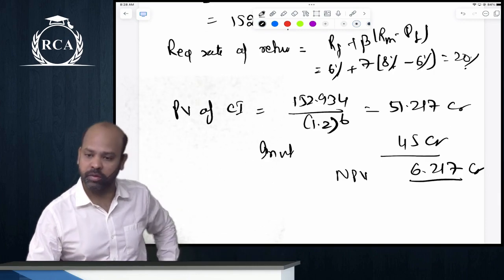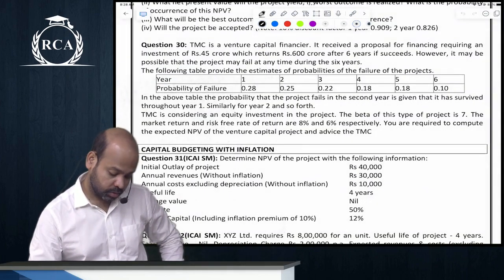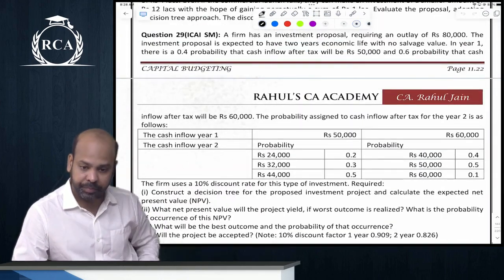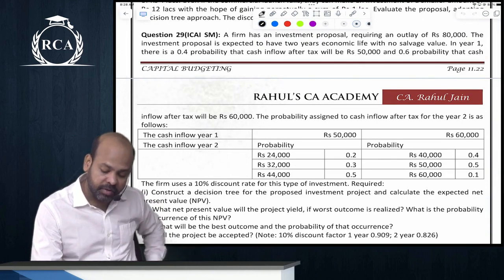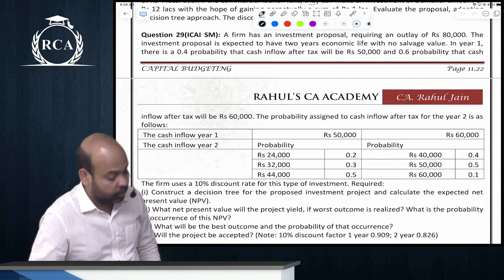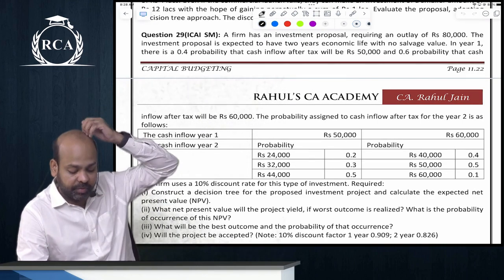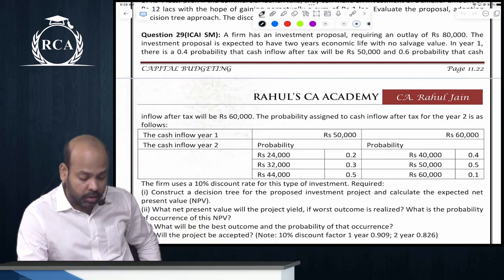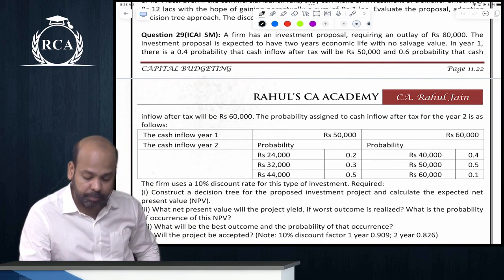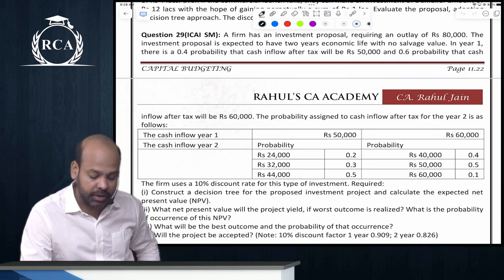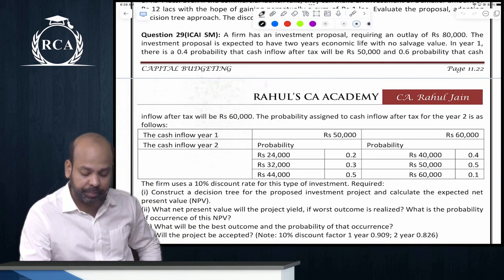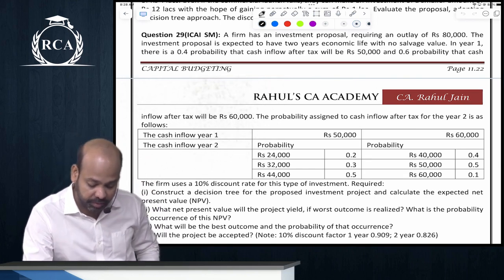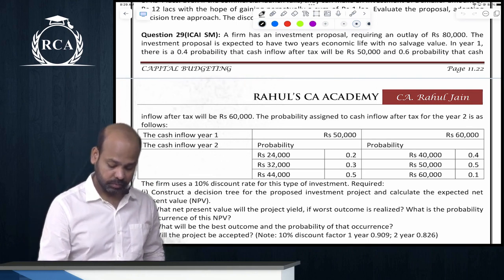Are you all done with this? Question number 29. A firm has an investment proposal requiring an outlay of 80,000 rupees. The investment proposal is expected to have 2 years of economic life with no salvage value. In year 1, there's a 0.4 probability that the cash inflow after tax will be 50,000, and there's a 0.6 probability that the cash inflow after tax will be 60,000.